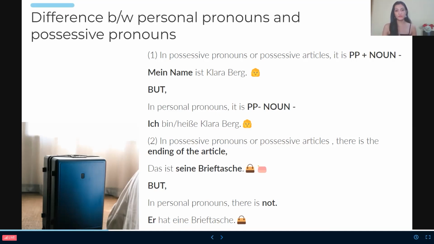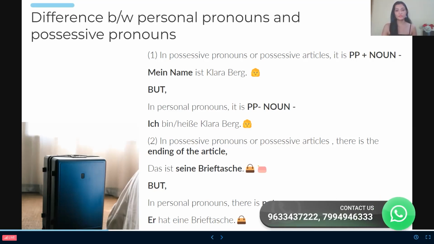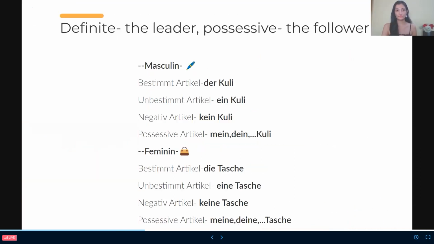Brieftasche, the article is die. So in seine, again, the ending will be E. And in personal pronouns, there is not. Er hat eine Brieftasche. You can see after it there is no noun. And if there is no noun, of course, you won't be putting any ending of the personal pronoun there, right? So that's the reason it's er hat eine Brieftasche, because you cannot put an ending like that. All right.